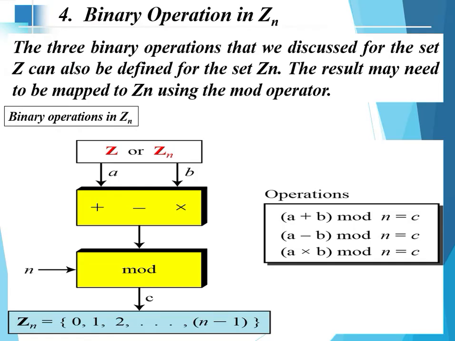Today we continue our lecture to discuss the mathematics for cryptography. In this lecture, we will discuss the binary operations in Z_n. The three binary operations addition, subtraction and multiplication that we discuss for the set Z can also be defined for the set Z_n. The result may need to be mapped to Z_n using the mod operator as shown in the following figure.